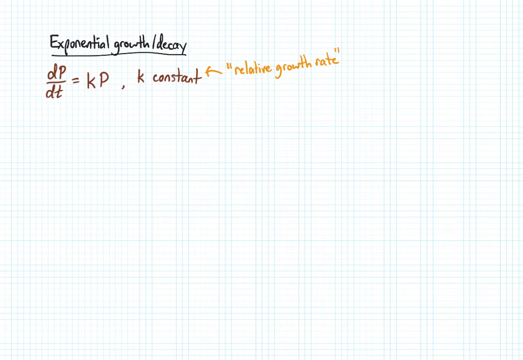Today we're going to talk about a couple of simple but pretty important examples of differential equations. The first one is exponential growth and decay. This is where your differential equation is of the form dP/dt = kP, where k is some constant. The k in this case is sometimes referred to as the relative growth rate, or it could be possible for k to be negative, in which case it would be called the relative decay rate.